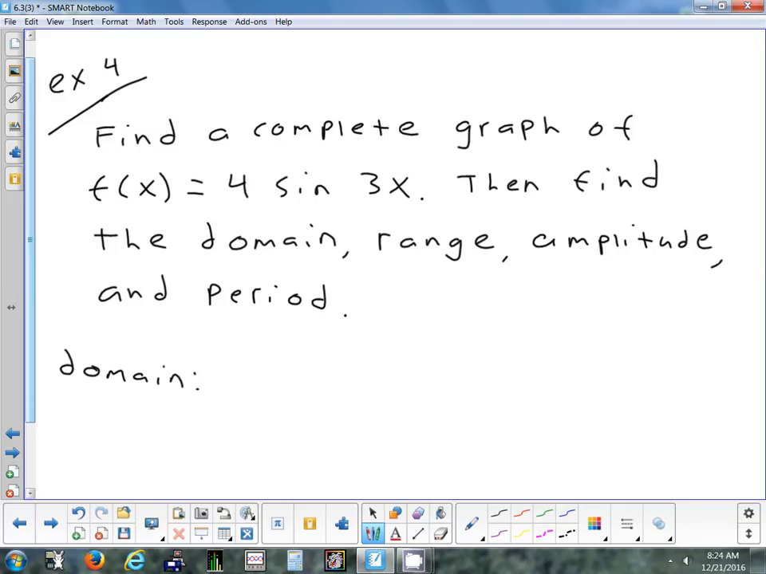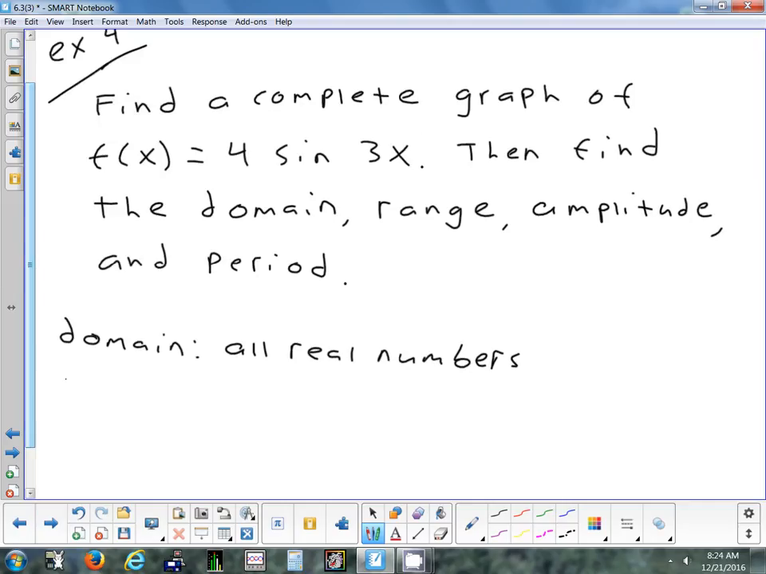All real numbers. You don't even have to think about it. If it's sine or cosine, it's always all real numbers. Unless the sine or the cosine is in the bottom of a fraction, but then it's not really sine. It's flipped over, so it's really secant or cosecant if you put it in the bottom of a fraction. Okay. How about my range?